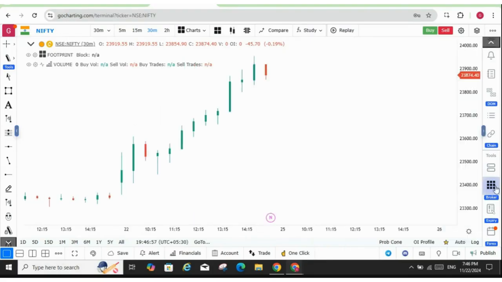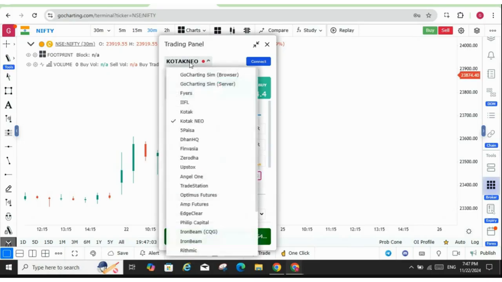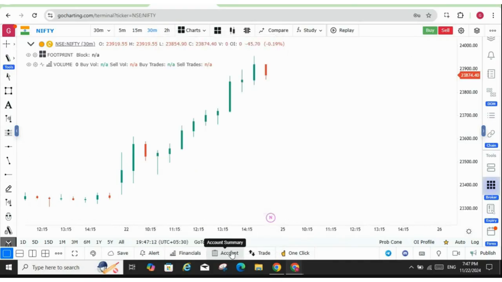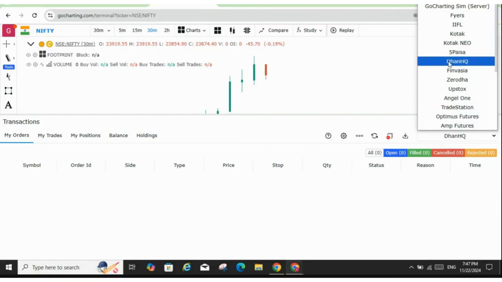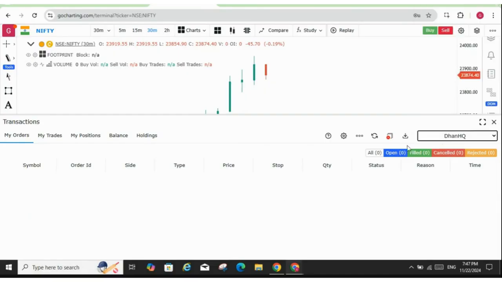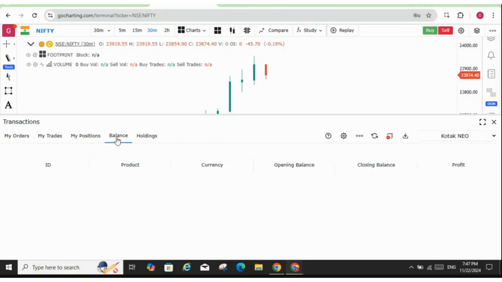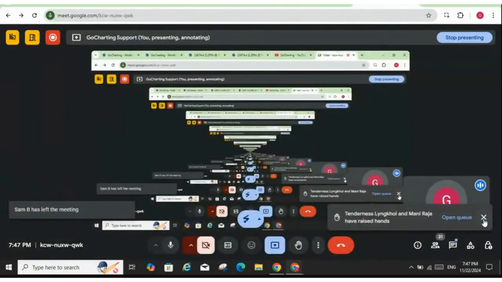Now the point is you can place trades with only one broker at a time. When you are buying or selling, you have the option to select the broker. If you're placing a trade in Neo, you can select Neo. Otherwise, you can select Dhan and place the order. Based on that, in the account section, if you select Dhan, you will have Dhan trades and orders. If you select Kotak Neo, you will have the Kotak Neo trades, orders, positions, balance, and everything else. So I hope I'm clear till now.